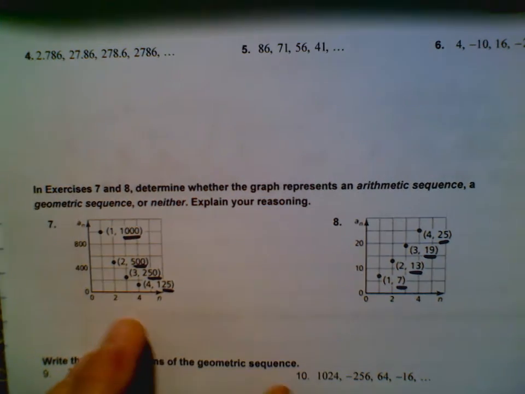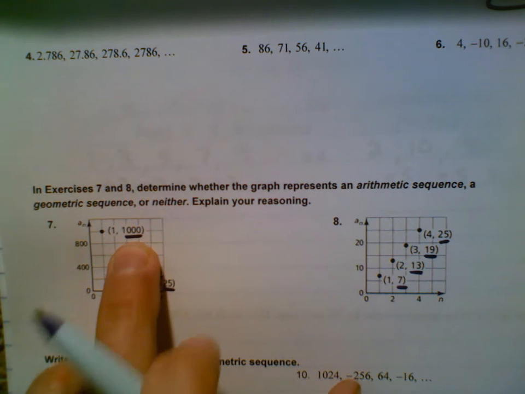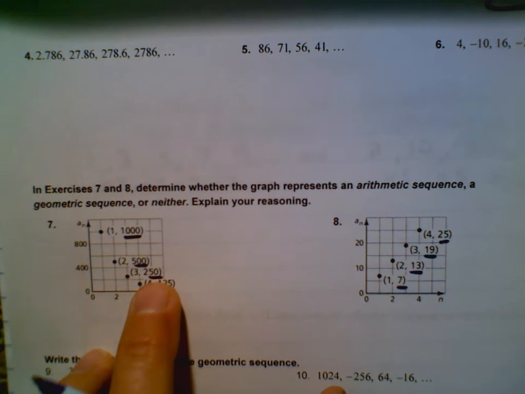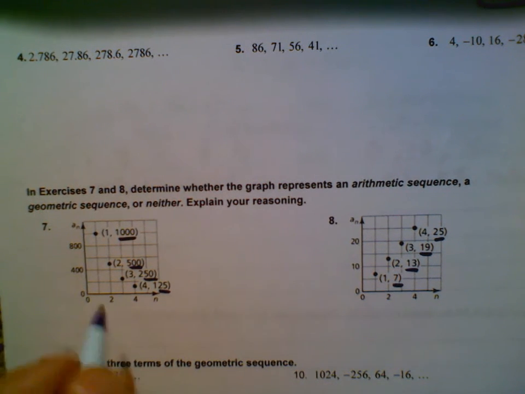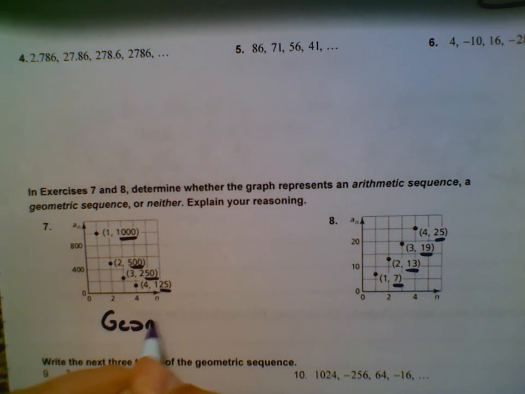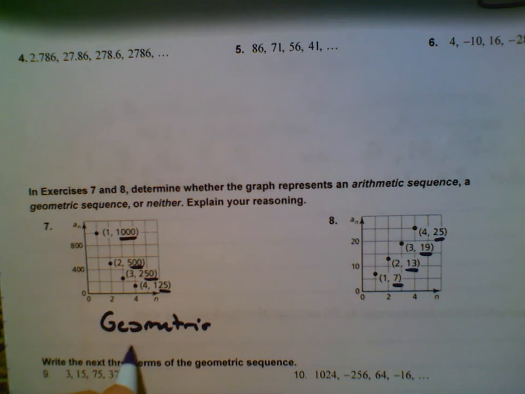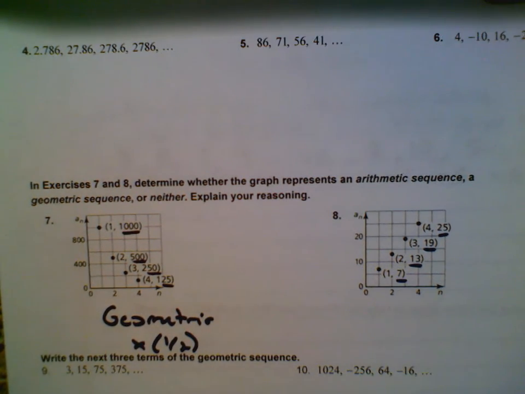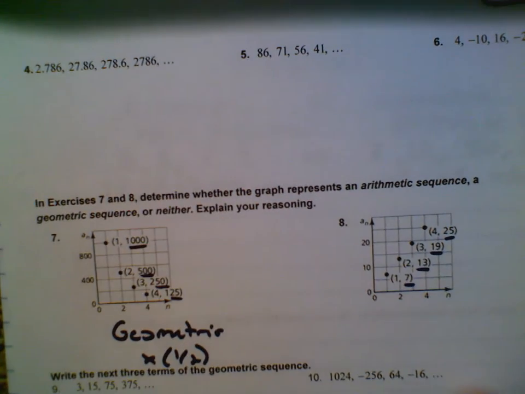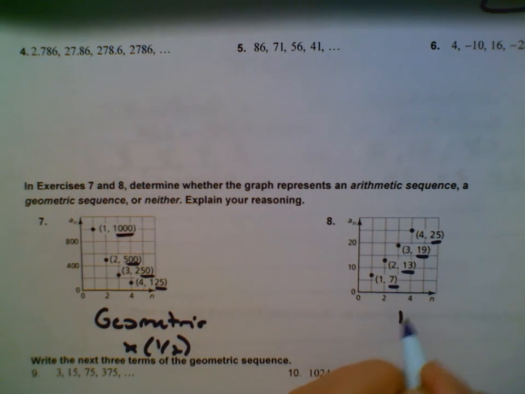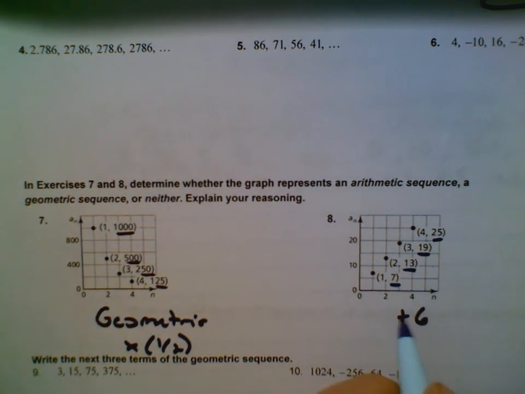So if I look at the y values, it goes 1,000, 500, 250, 125. It's getting cut in half, or it's divided by 2 every time. So this is going to be geometric because it's timesing by a half every time. And then this one goes 7, 13, 19, 25. I can tell that it's going up 6 every time. So because it's adding, I would say this is arithmetic.